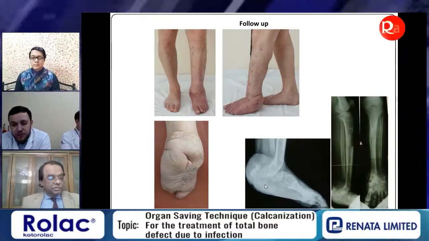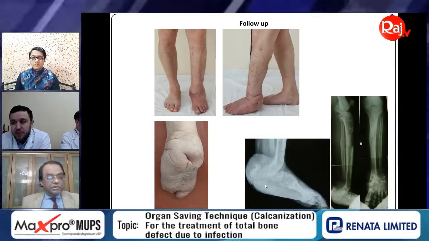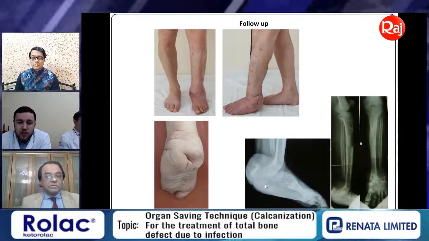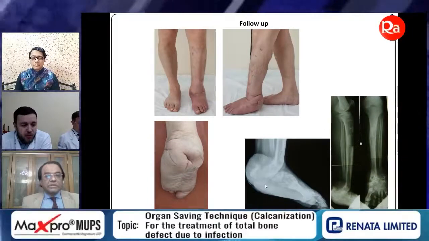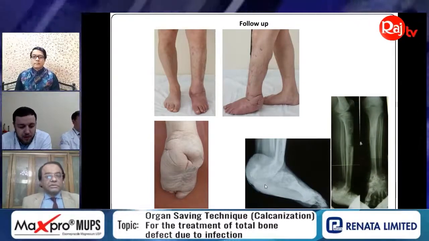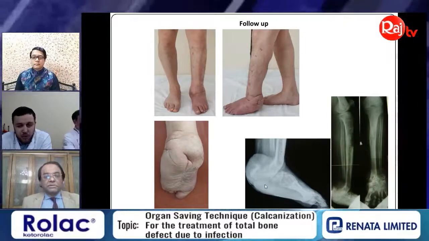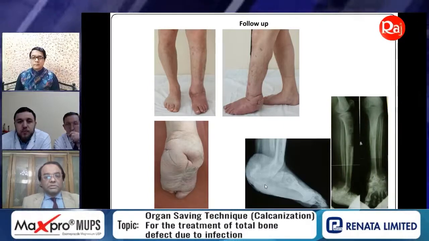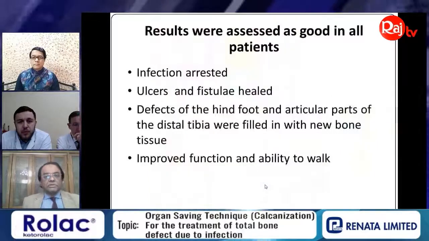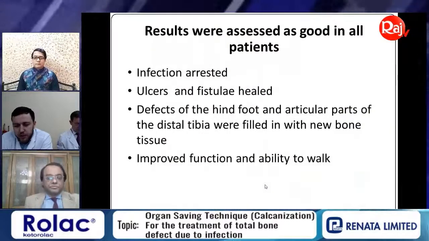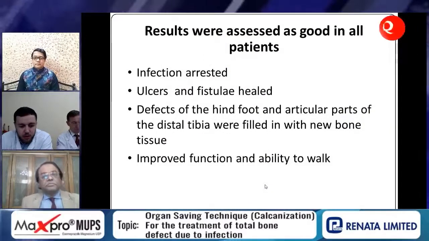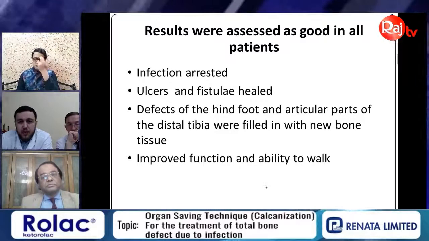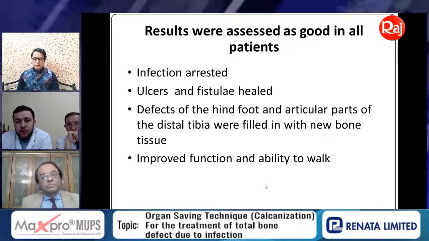In a forest, the patient can walk in simple roads. The total follow-up of that patient is now more than 7 years. The patient walks and doesn't have recurrence of infection. All 25 cases which were treated with that technique, in all cases we assessed as good results.